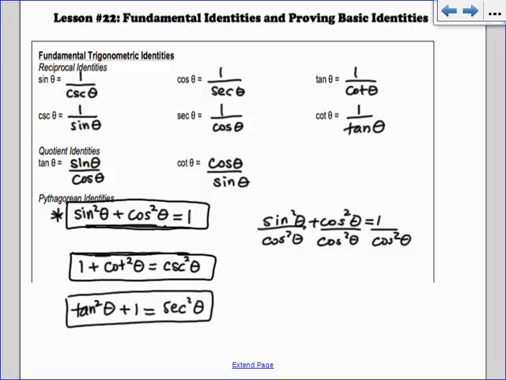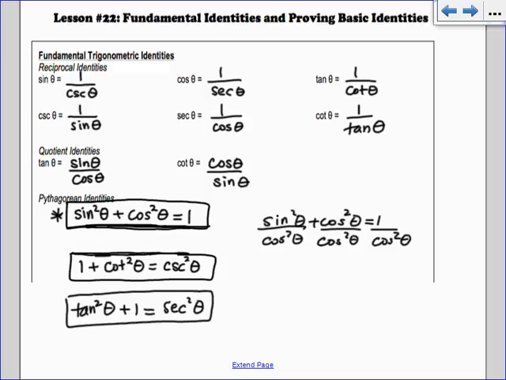Even though I've been a math teacher for, gosh, who knows how long, 11 years, I still don't have the second 2 memorized. I don't even care. I can just find them very quickly by dividing through by sine squared and cosine squared. The one that I have memorized is this first one, so that's the most important one.